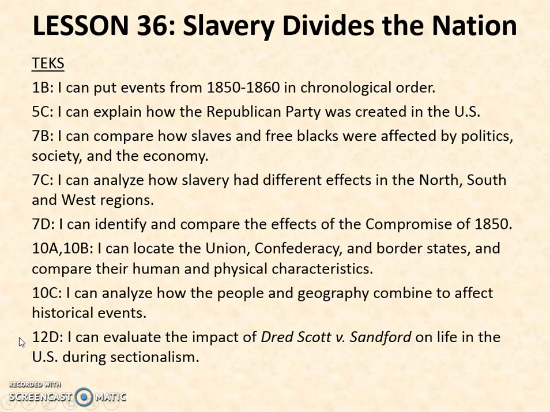Here we have lesson 36 entitled Slavery Divides the Nation. Now many of our topics here we've seen before, so a few things that are new today. One, we're going to talk about the birth of the Republican Party, how it was created. That we will talk about the Compromise of 1850 along with some other acts of Congress and legislation that furthered sectionalism. That we can recognize the Union, Confederacy, and border states. That we understand how people and geography combine to affect historical events. We can analyze the impact of the Dred Scott v. Sandford case. So let's move forward.